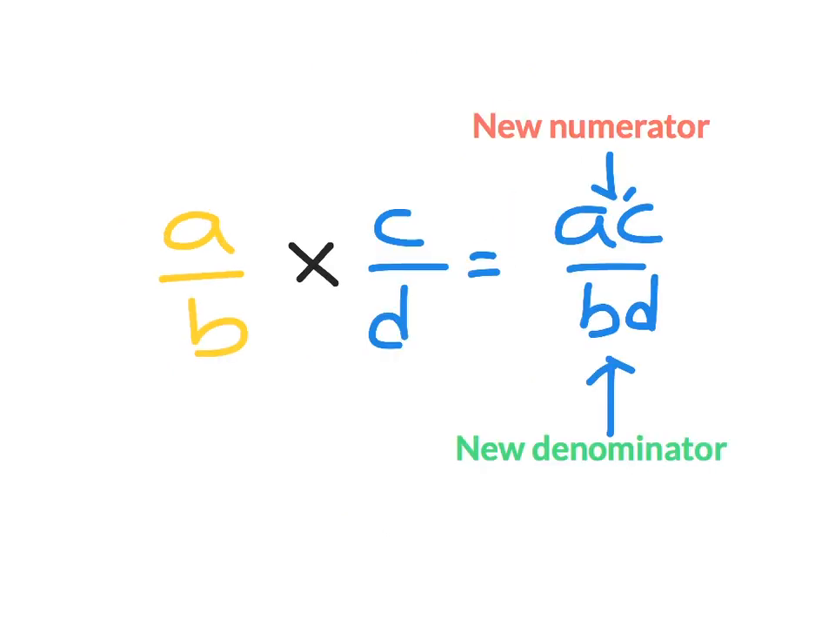So the essential rule you want to follow when you are multiplying fractions is to multiply the numerators together. In this example, we have a and c. You multiply a and c together, that gives you ac, and then you multiply the denominators b and d, and that gives you bd. So bd forms the new denominator, and ac forms the new numerator of the new fraction.